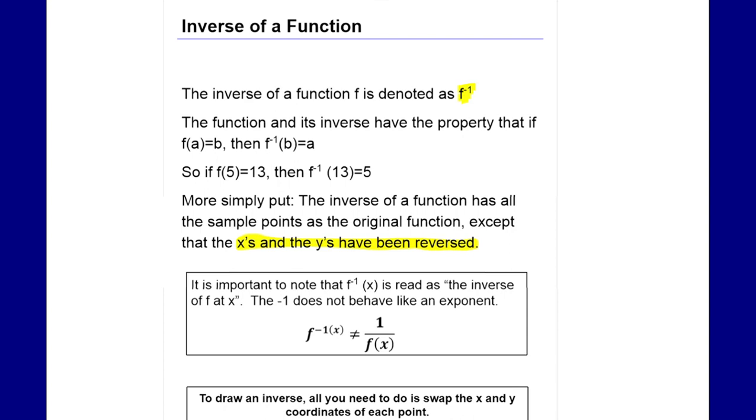Now, it is important to note that f negative 1 of x is read as the inverse of f at x, and the negative 1 does not behave like an exponent. So we want to keep that in mind. Similar to f of x, it's not f times x and we have to solve. It's just a different notation representing the function at a given value, except with the negative 1, it's now read as the inverse of f at x.